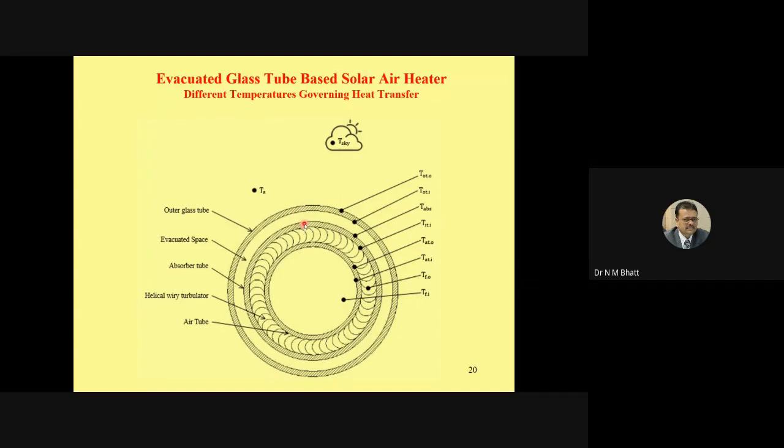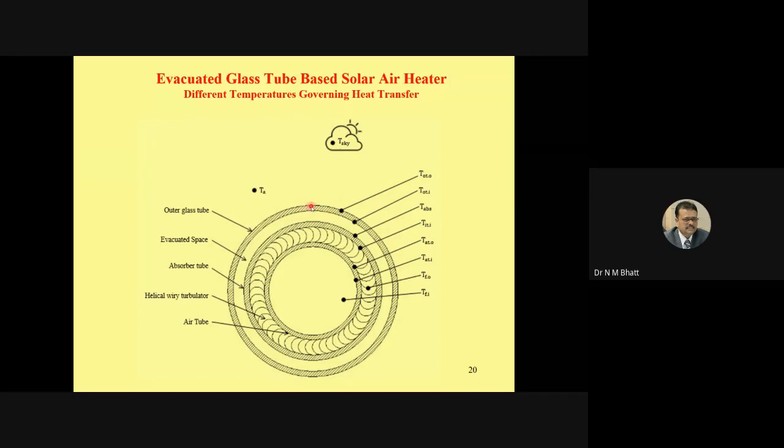Whatever heat is re-radiated would be conducted through the thickness of the outer glass tube. So there would be the temperature of the absorber, and the temperature of the inner surface of the outer tube, TOTI, the temperature of the outer tube inner surface. Because of conduction, there would be some delta T, minimal, but some delta T would be there. So if you want an exact model, or one with minimum assumptions, this TOTI and TOTO would be different.